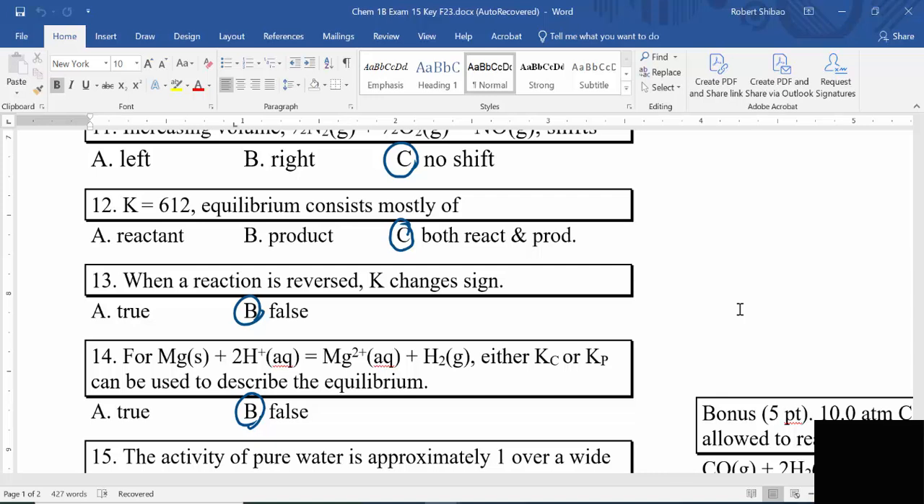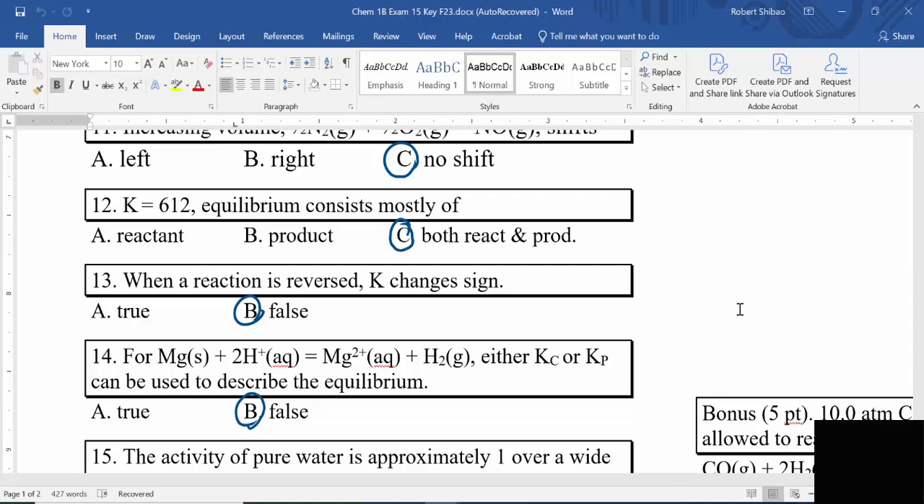But you could argue that's more product than reactant, I'd take it. So if that was your thinking, you can let me know. But there should be both reactant and product in significant quantities. And that's what we see when we do calculations.